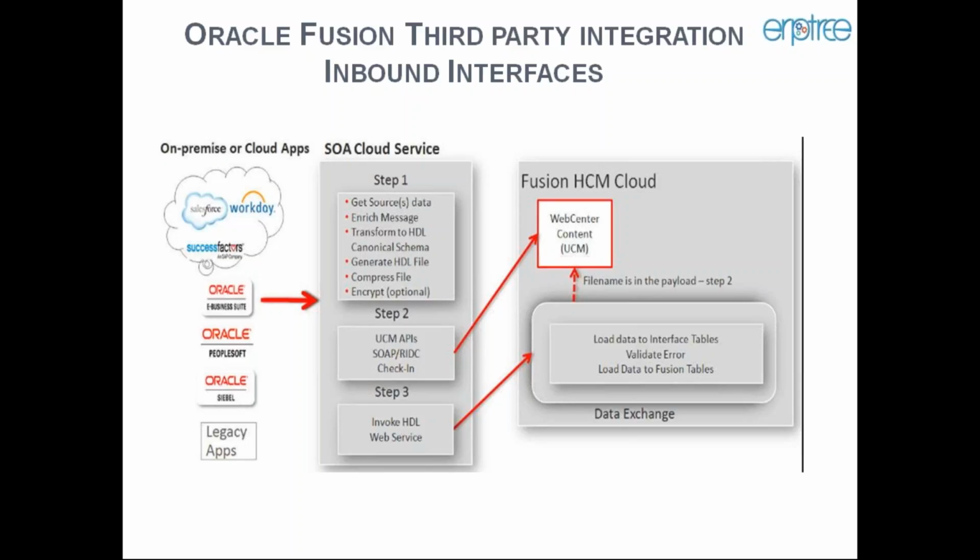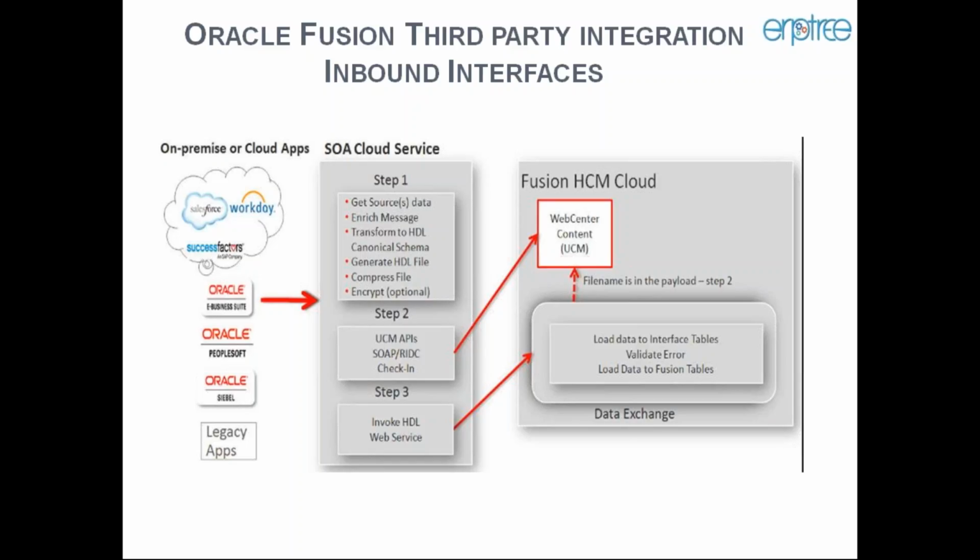the on-premise system has to do the transformation to the HDL file, and then place the file on the UCM center. UCM is basically the web center where we place the data files. This web center is managed by Oracle, and it is basically the Oracle repository where files can be placed from the Fusion and from the third party for doing the integration.